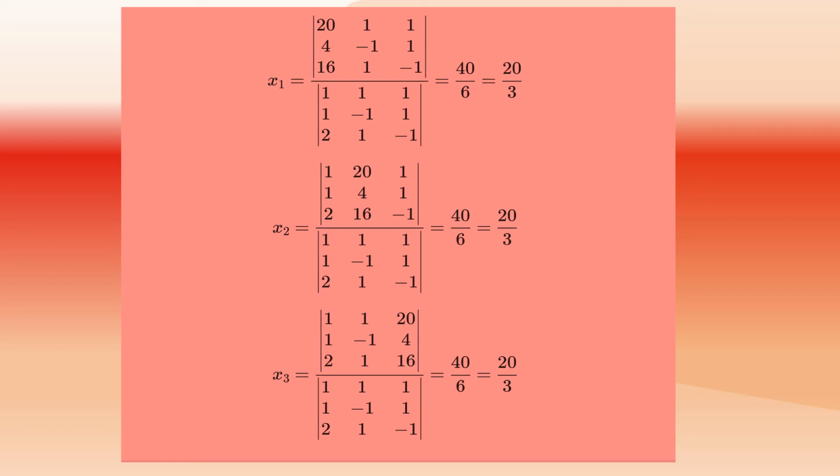In x1, the first column is replaced by the constants. For x2, the second column is replaced by the constants. For x3, the third column is replaced by the constants. So when you get the values of these determinants, x1 will be 40 divided by 6, and x2 is 20 by 3, x3 is also 20 by 3.